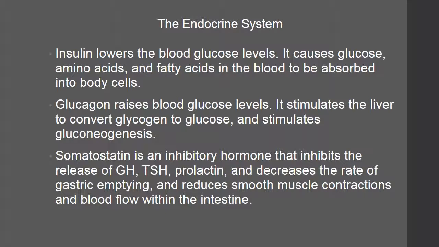Of those, the one we worry about most often and the one we're most going to concern ourselves with is insulin. Insulin lowers the blood glucose levels. It causes glucose, amino acids, and fatty acids in the blood to be absorbed into body cells. Of those, glucose is going to be the most important. Insulin is like a key. That key fits into receptor sites and it then turns the lock and glucose can then enter the cell. It's locked out till insulin comes along.